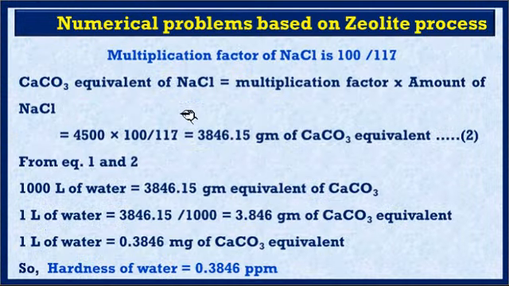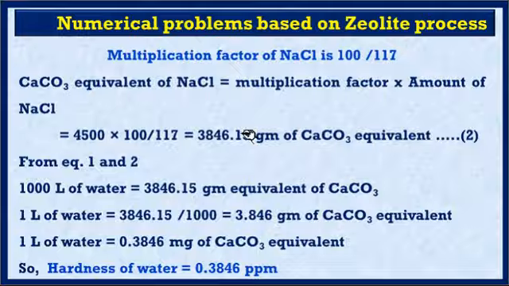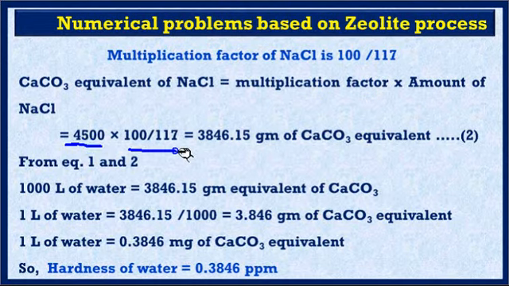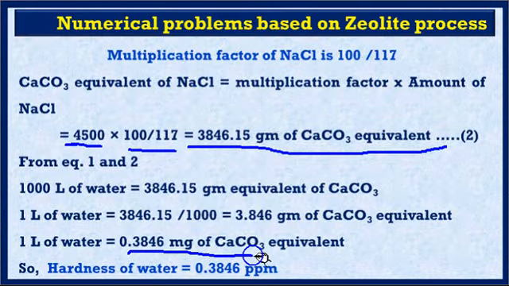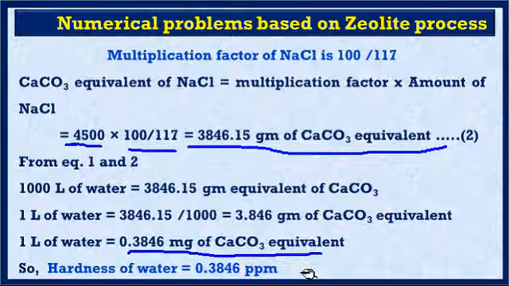Now this amount of NaCl must be converted into CaCO3 equivalent, because the hardness is always expressed in terms of the CaCO3 equivalent. So for the conversion to CaCO3 equivalent, we have to multiply the amount of NaCl with the multiplication factor. So this is the calcium carbonate equivalent of the sodium chloride. Now convert this calcium carbonate equivalent into milligram, which results in the hardness in ppm. So this is the total hardness of the given water sample in ppm.